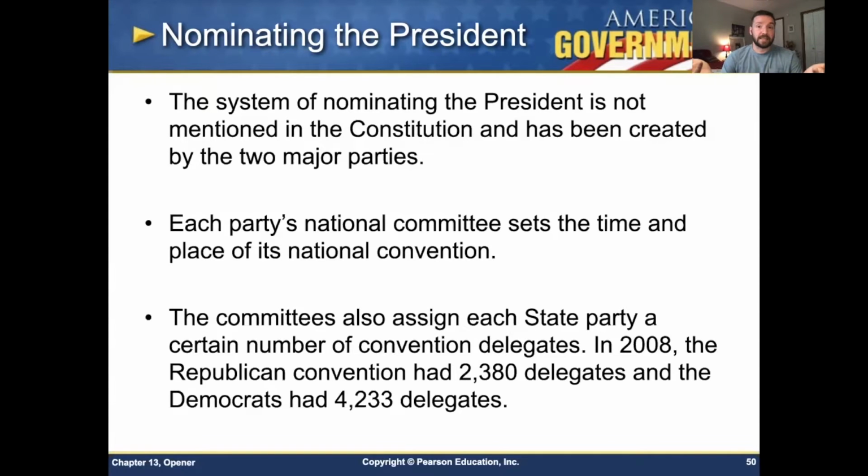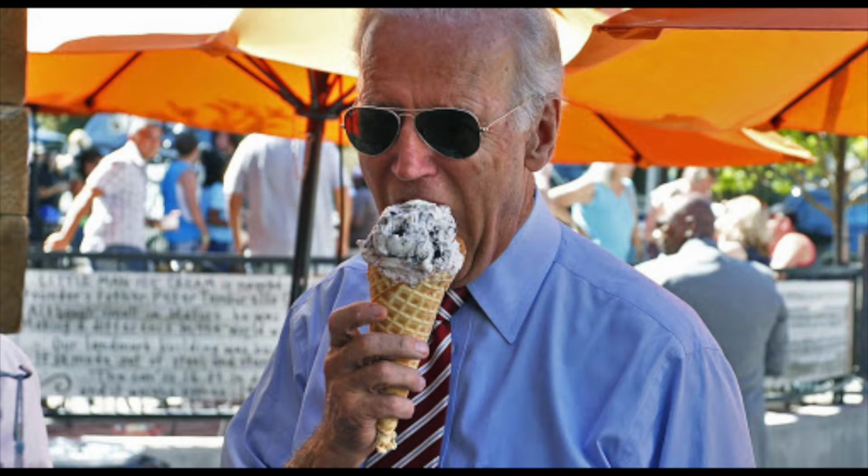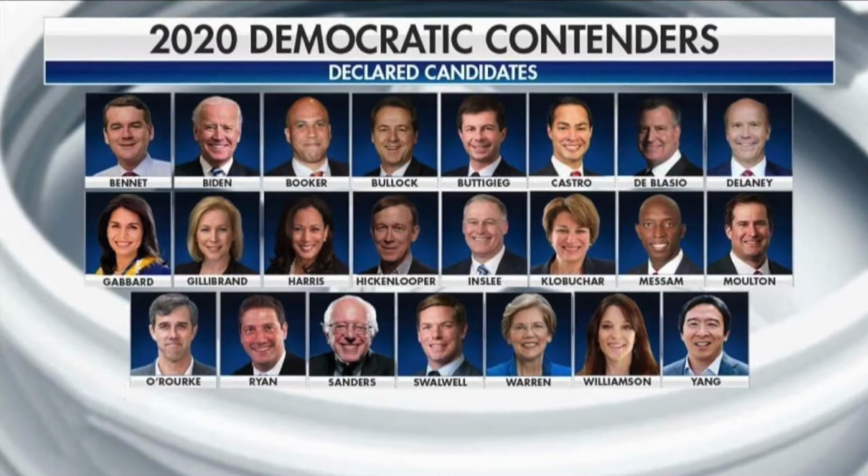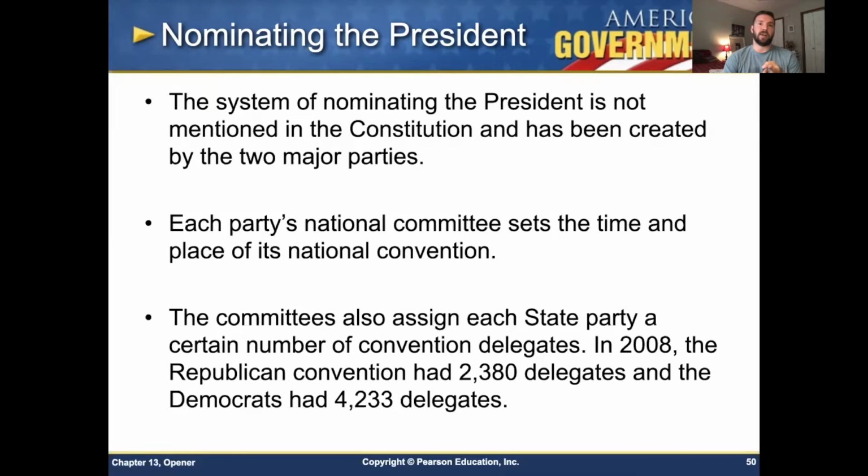So as it stands today in 2020, we've got Donald Trump, who is the incumbent president. That's going to be the Republican nominee this coming November. And we've got Joe Biden, who is the last man standing out of all those 30-ish people that had decided to run for the Democratic Party nomination. Those are the two candidates this coming November.